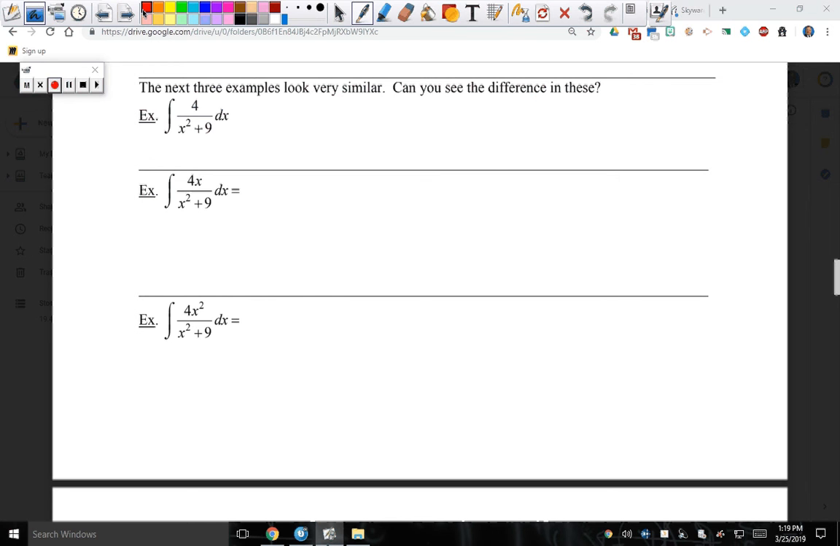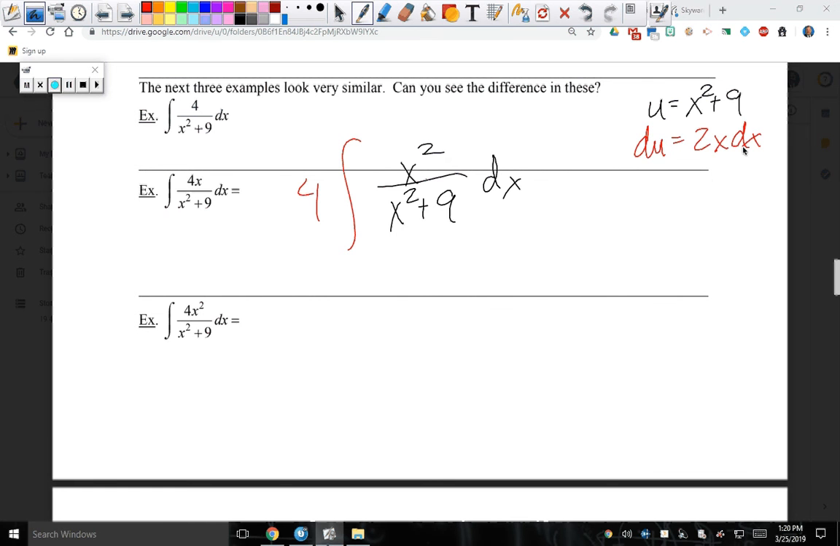What is my go-to here? Is it arctangent? It's not, because I have a variable in the numerator. I want to know what you're thinking. What do I do? I mean, I can pull out the 4. Okay? And then where do you go from there? You can do u sub. U is what? X squared plus 9. So that du is 2x dx.